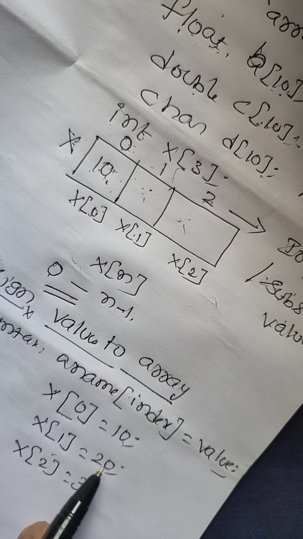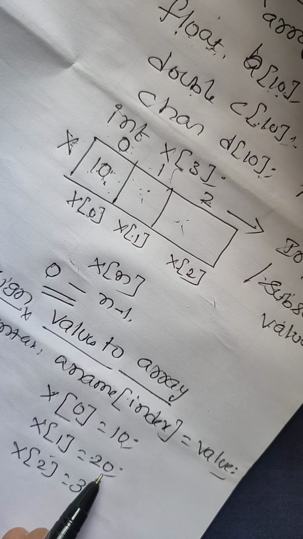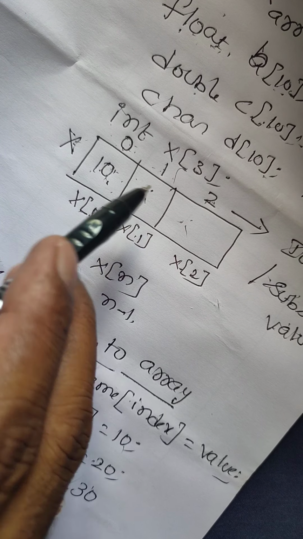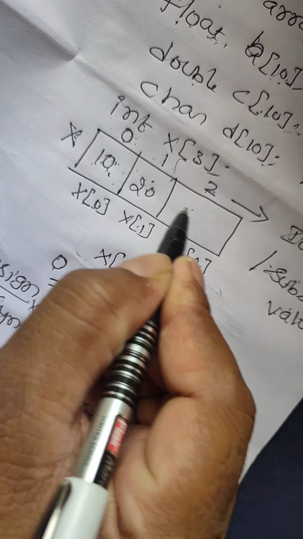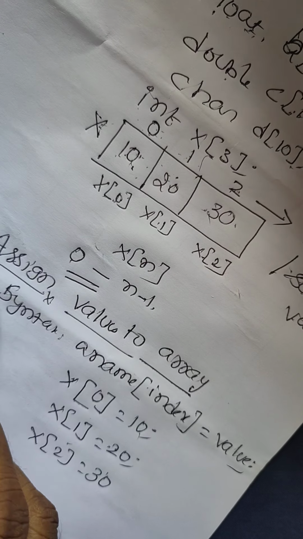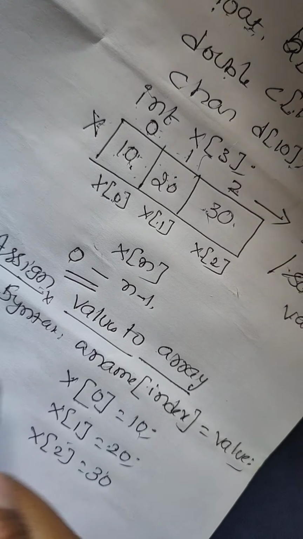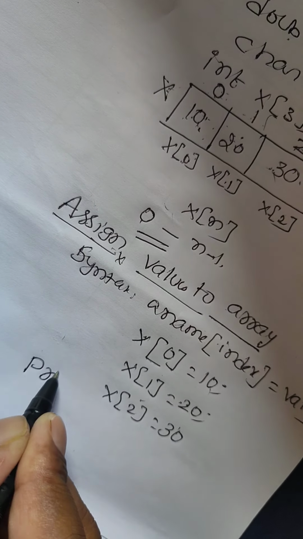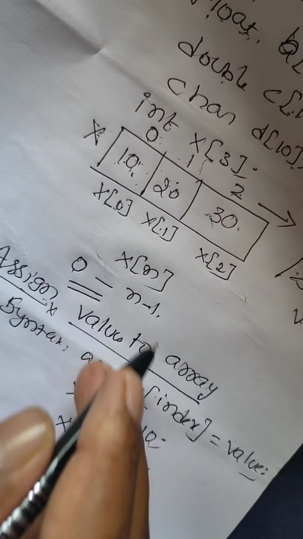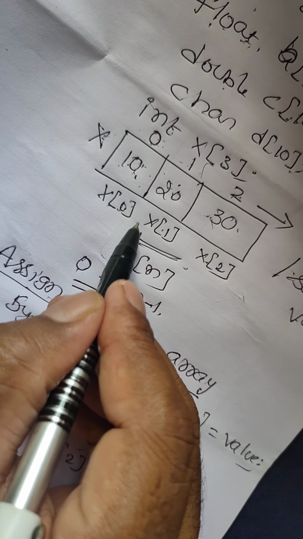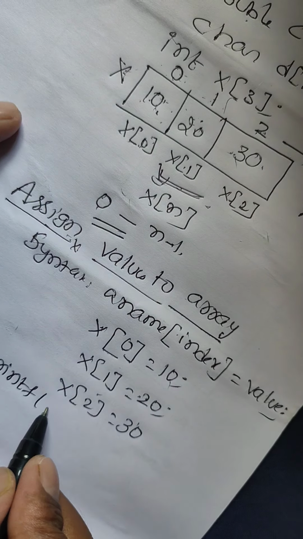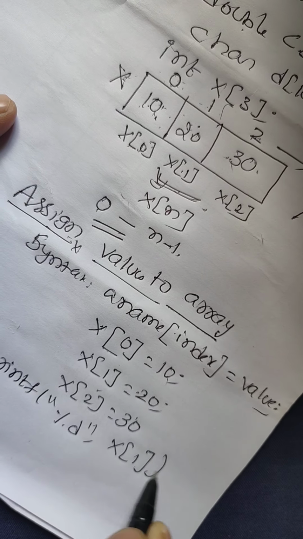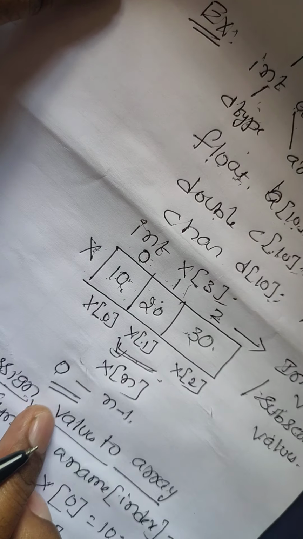Now if you want x of 1 equals 20, it means the 20 is stored in the first index. Index name is 1. That means it is here. It will be called the 20 and it is the 30. So this is the process of how to assign values to an array. If you want to display the same array values, simply write printf. If I want to display only this location, only 20, then we write printf %d comma x of 1. So this is the simple concept of assigning the values.